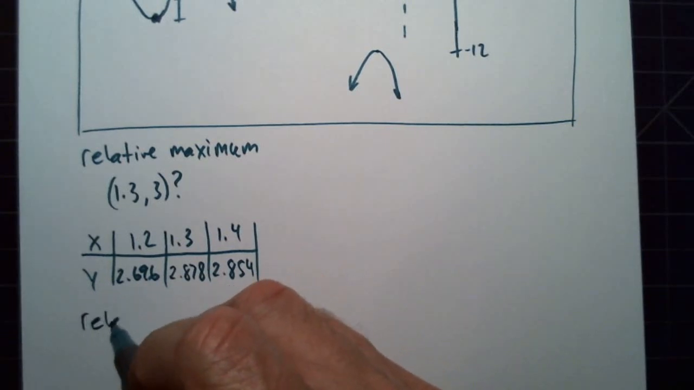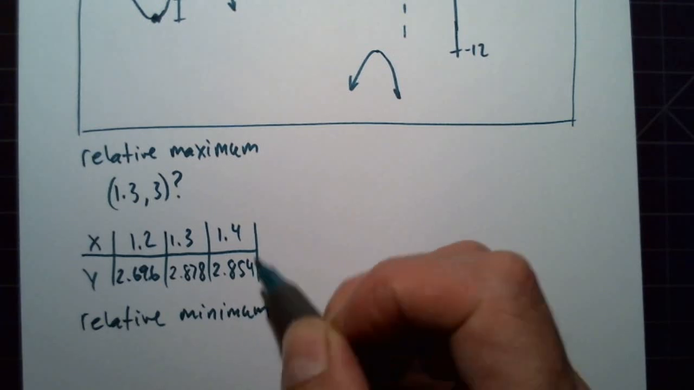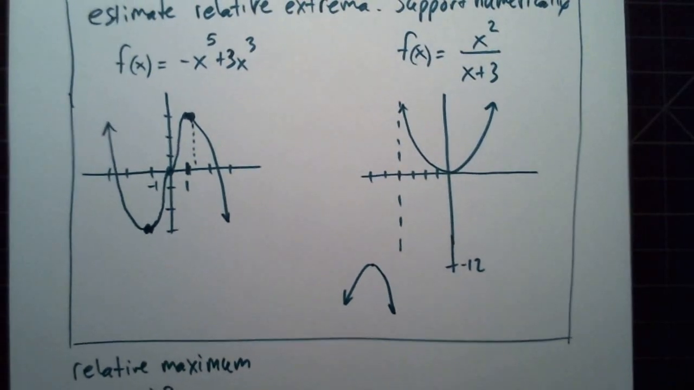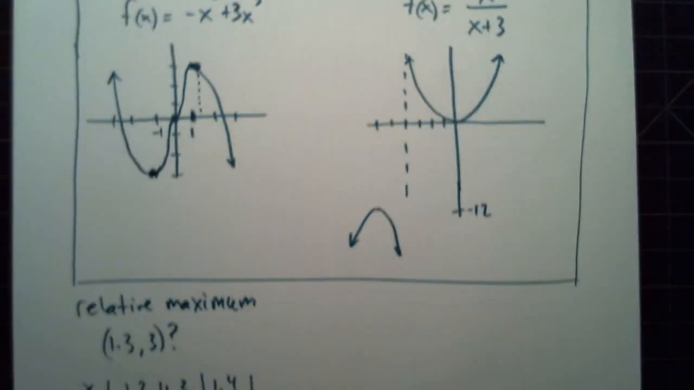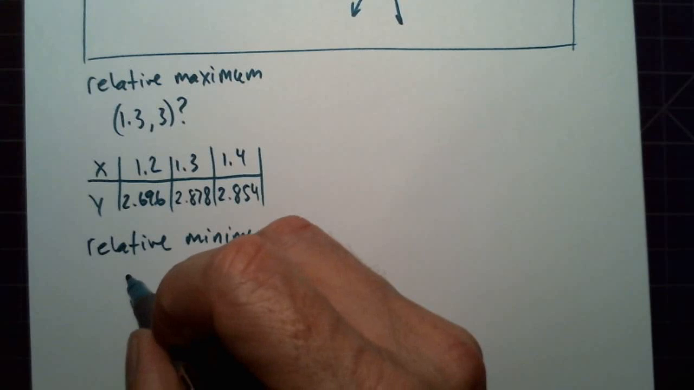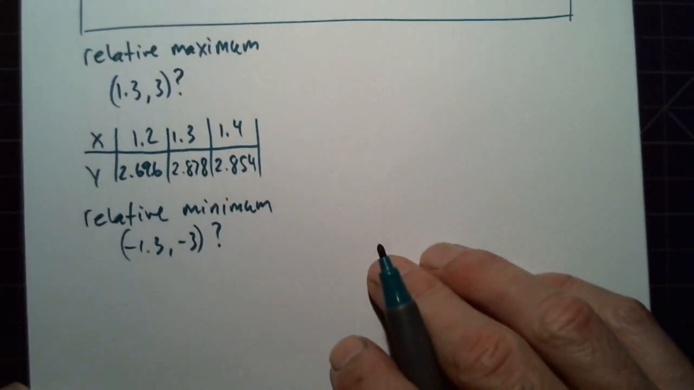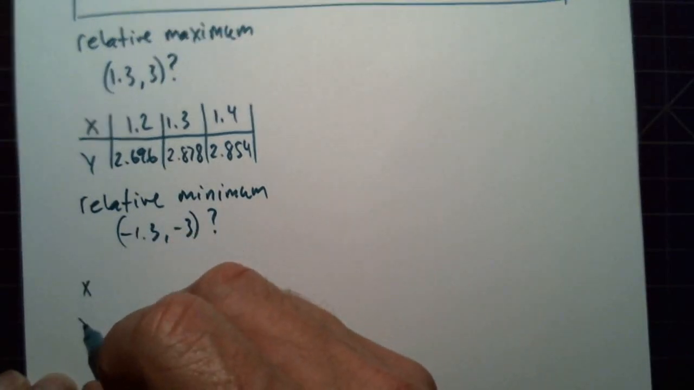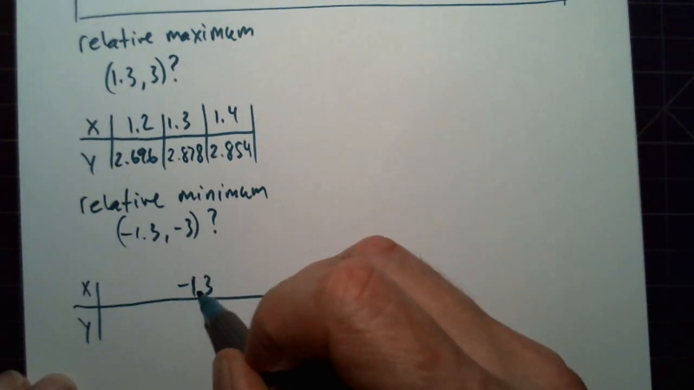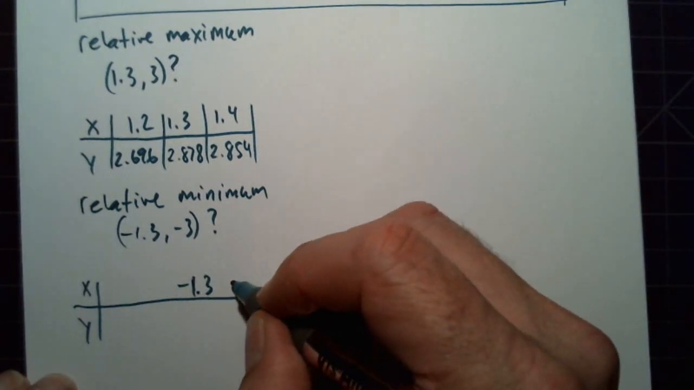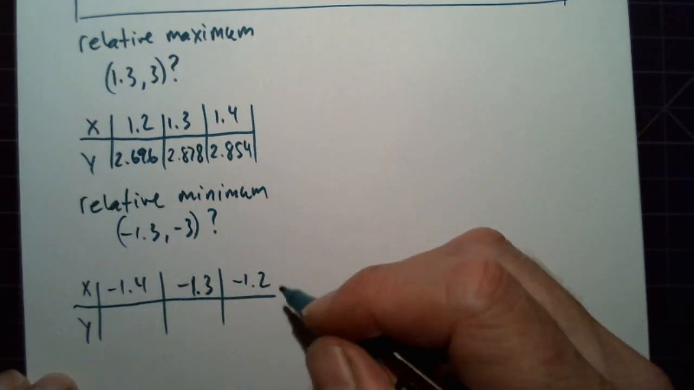Then we'll look for the relative minimum. So look back at the graph. Negative 1.3 approximately, down 3. Negative 1.3, negative 3, question mark, and then we will test that by using x values on either side of negative 1.3. And we can choose negative 1.2, negative 1.4. Let's see what we get.